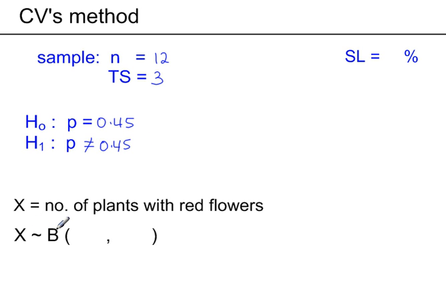So the binomial distribution, n is 12 and p is 0.45. Our significance level is 10%. Because this is a two-tailed test, we need to split this.